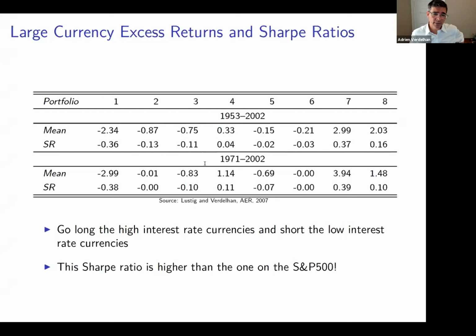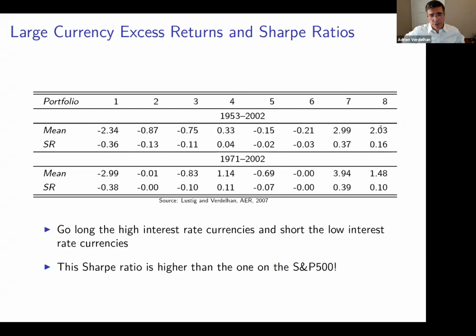And what you see is that it is a clear cross-section of excess return from minus 2.3% on average per year to 2.9%, for example. It lowers a little bit in the last portfolio because these are super high inflation countries. But what you see here are very significant, very large returns.